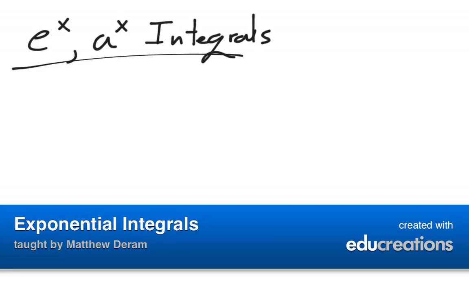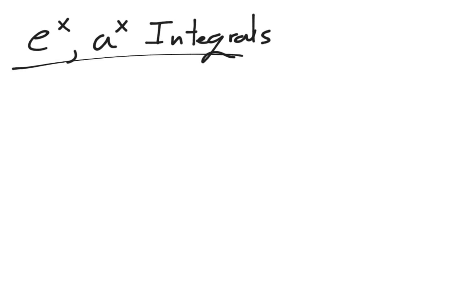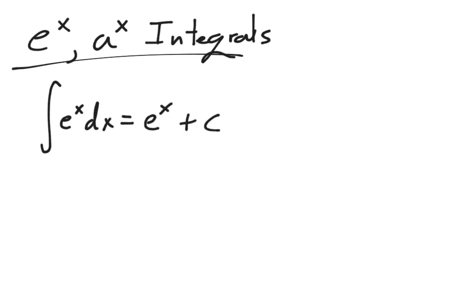This video will be about integrals that are of the form e to the x or a to the x. And the nice thing about these is that they are pretty straightforward. Remember that the antiderivative of e to the x dx is just the function that gives you e to the x as a derivative, which is the same thing. So it's e to the x plus c.